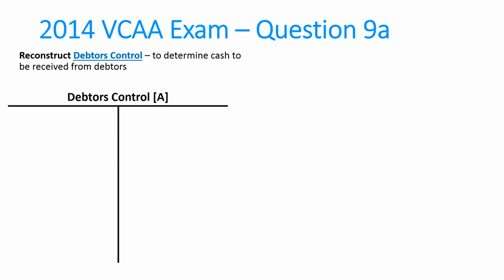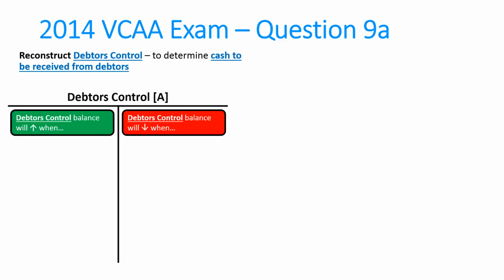So starting with the debtors control ledger, the best way to do this is to remember everything that could make debtors control go up and everything that could make debtors control go down. So what we're trying to figure out is how much cash is received from debtors. So we won't find that in the question, we're going to have to find that ourselves.